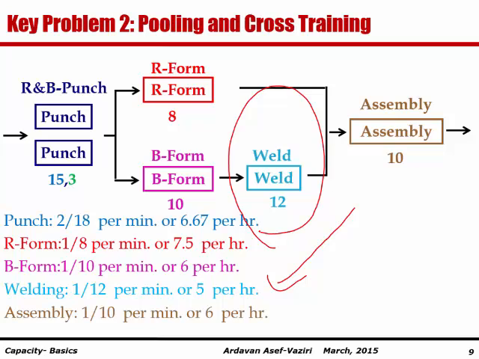One, by buying a new machine, by buying a new resource unit. 2, by cross-training the available resource units and create a resource pool. Which one is cheaper? Usually, cross-training is cheaper than buying new resource units.